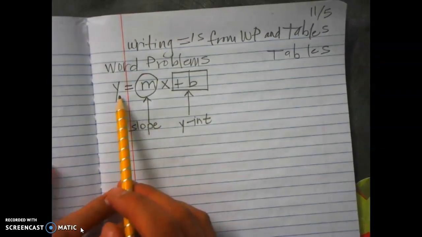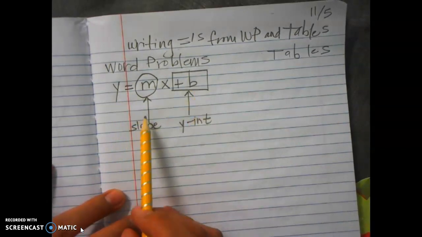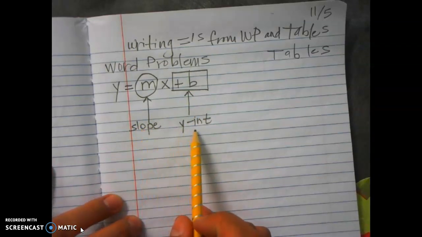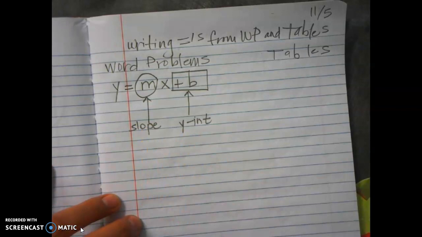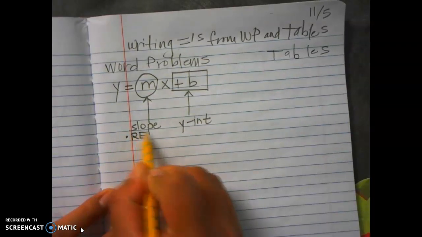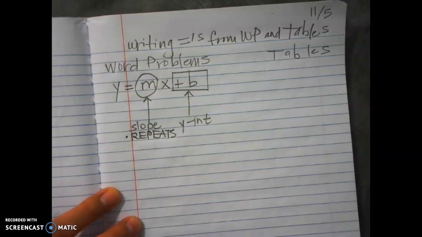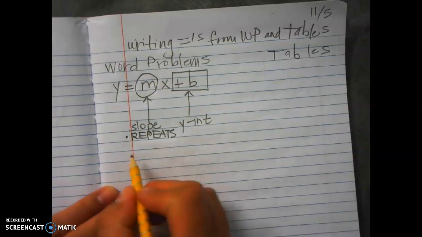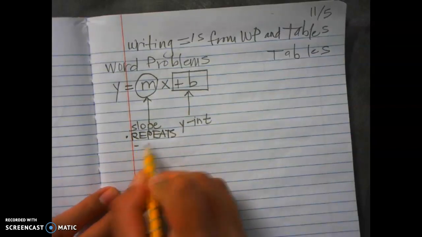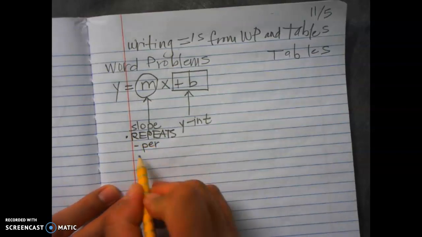So I started with our equation in slope-intercept form, y equals mx plus b. Remember, m is our slope, and we circle it. B is our y-intercept, and we box it. Okay, so in a word problem, slope is the number that repeats. Okay, some words that indicate repeating or repetition is per. So per day, per week, per month.